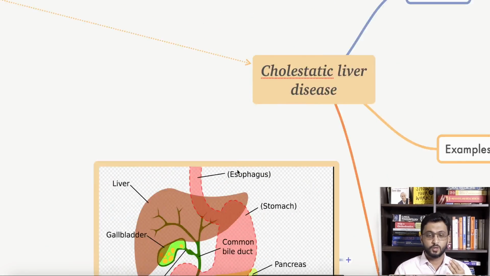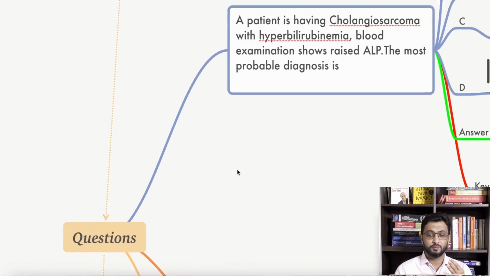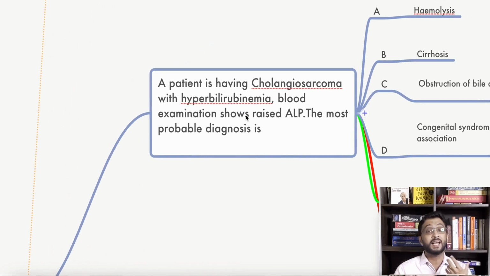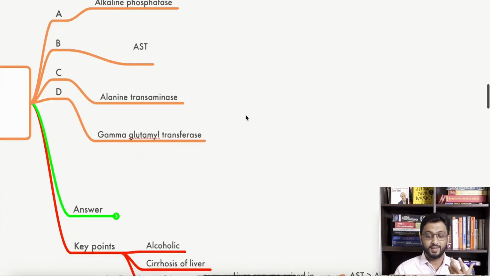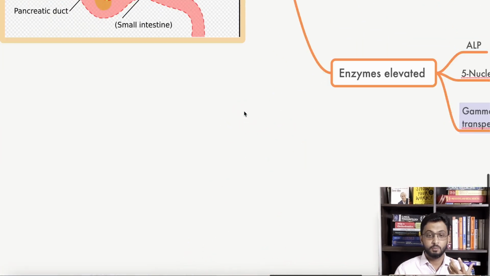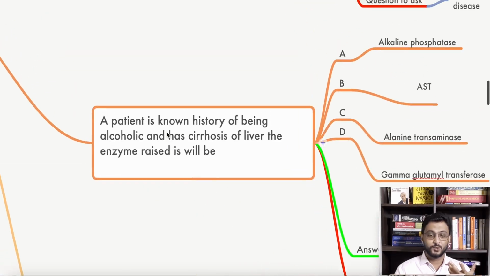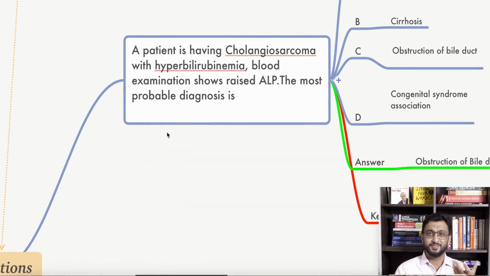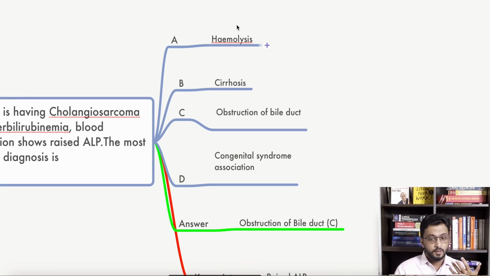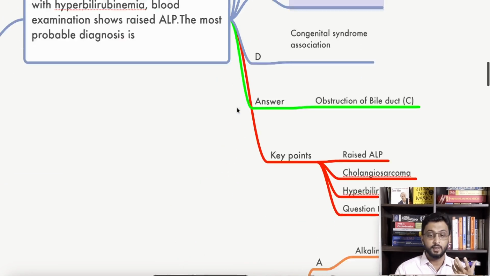Now the question, I'll just come back quickly so that you have no confusion. A patient is having cholangiosarcoma. I told you, a tumor of the bile duct can obstruct it. So there is a significance of cholangiosarcoma here, with hyperbilirubinemia, because there is obstructive jaundice, with ALP raised. It's not cirrhosis, definitely; it's obstruction of the bile duct, a cholestatic liver disease.